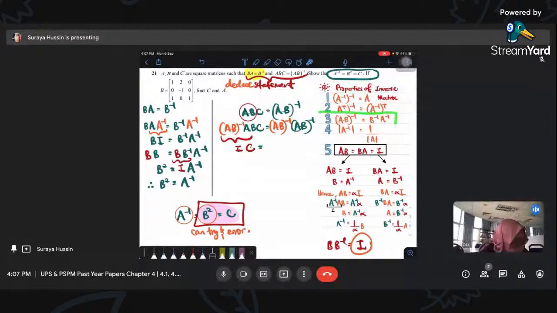Bila you berjumpa dengan AB in bracket to the power of -1, tak bolehlah sebut to the power of -1. It is actually the inverse of AB. Itu yang kita patut sebut. The inverse of AB is equal to B inverse times A inverse. Mesti B inverse dulu, barulah tulis A inverse. Tak boleh suka hati pakai. Kena ikut property.